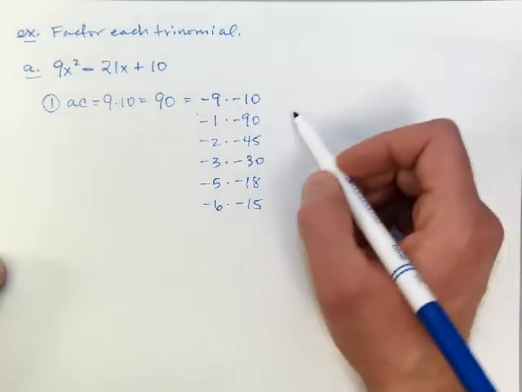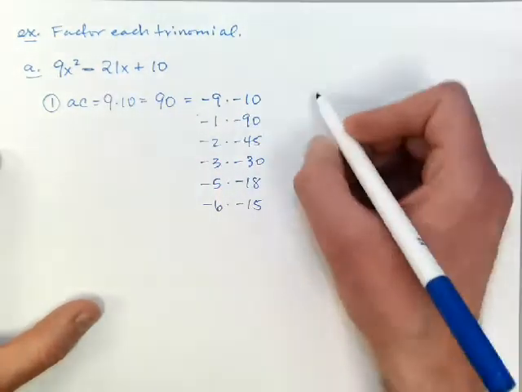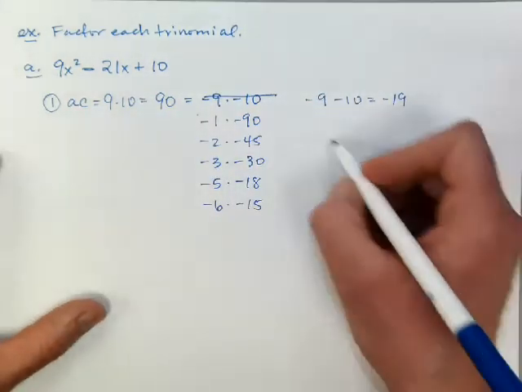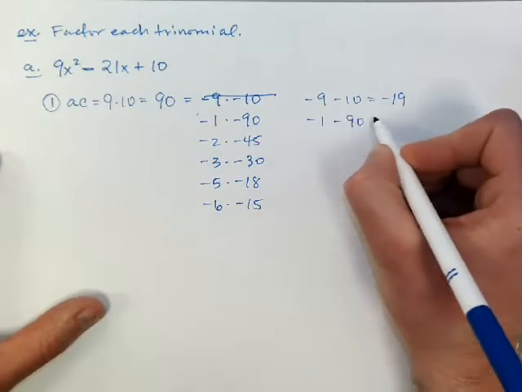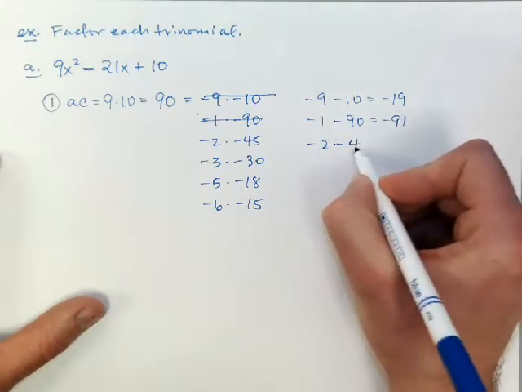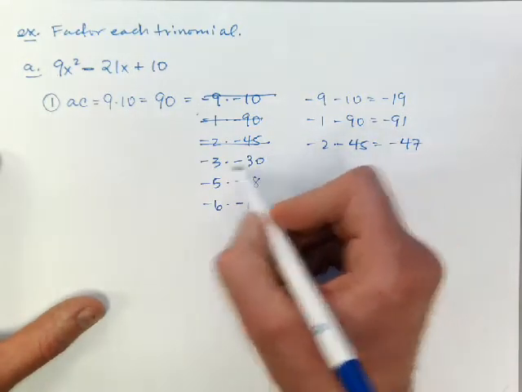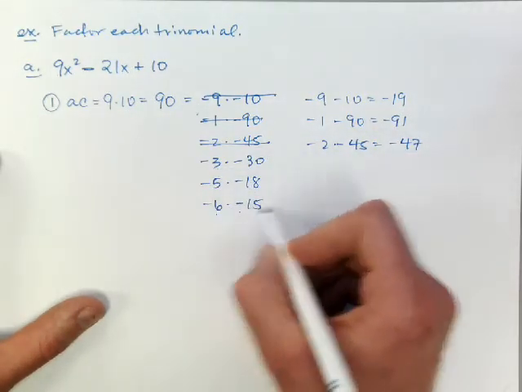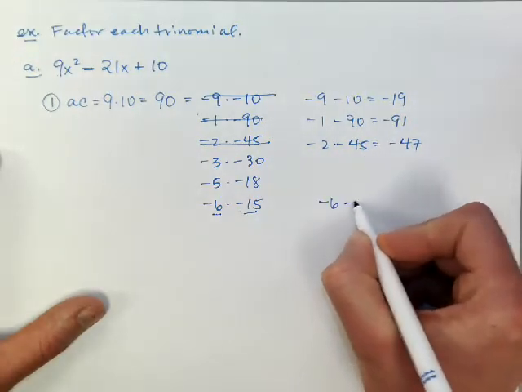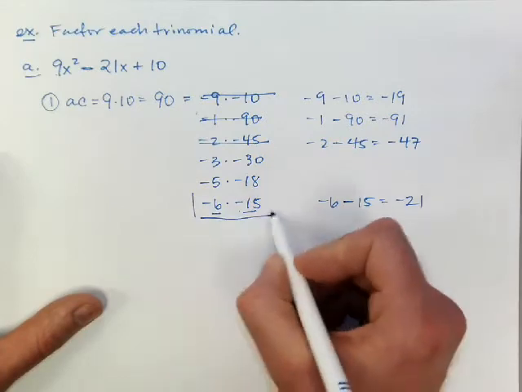Now, which ones would add up to minus 21? Minus 9, minus 10, minus 19. Nope, that one's out. Minus 1, minus 90, that's pretty obviously too big. Minus 2, minus 45, minus 47, again way too big. Oh, look at that. Minus 6, minus 15 does get us our minus 21. Okay, so we want to use those ones.